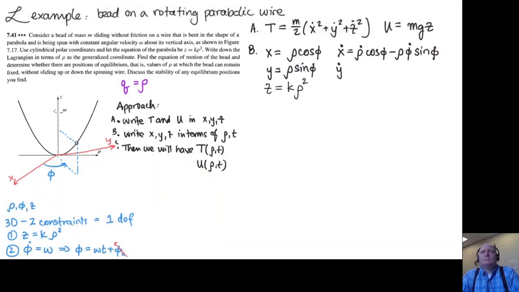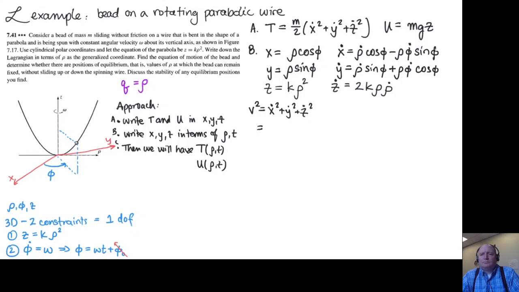Things are going to look pretty much the same for the y coordinate. We're going to have a rho dot sine, this time plus rho phi dot cosine. And we have that z dot is given by 2k rho times rho dot. Okay, so in order to find the kinetic energy in terms of our generalized coordinate of interest, we need to find v squared, which is x dot squared plus y dot squared plus z dot squared.